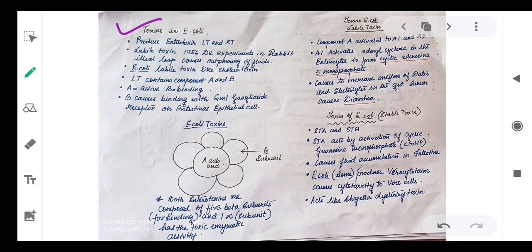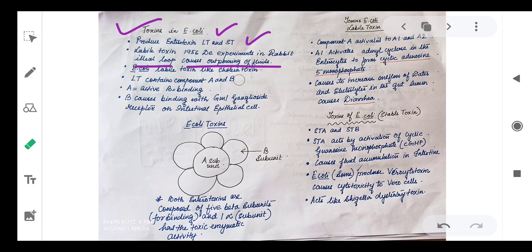So toxins in E. coli, there are stable toxin and labile toxin. So there are two types of toxin. One is your heat stable toxin, another is your heat labile toxin. So this labile toxin, in 1956, the experiment was done in the rabbit ileal loop, causing outpouring of fluids. So in the ileal loop, there is an outpouring of the fluid. So E. coli labile toxin is like cholera toxin.